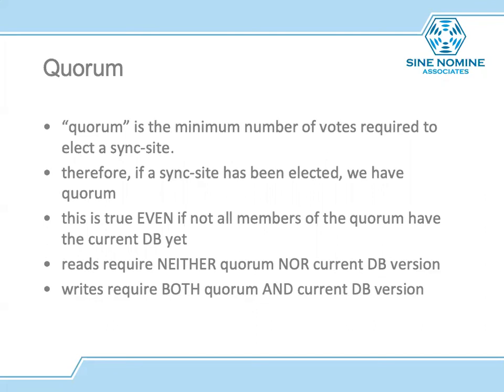It is always able to jump in at any time with a working beacon thread to become sync site if the need arises. The other thing that I'll say is that reads require neither quorum nor a current database version. So you can do reads against the members of the database. I think Marcia will probably talk about that a little bit more. But in order to do writes against the cell, you must have a sync site elected, of course, but also, maybe a less obvious requirement, you can't do writes unless everybody that's a current member of the quorum has the same version of the database.